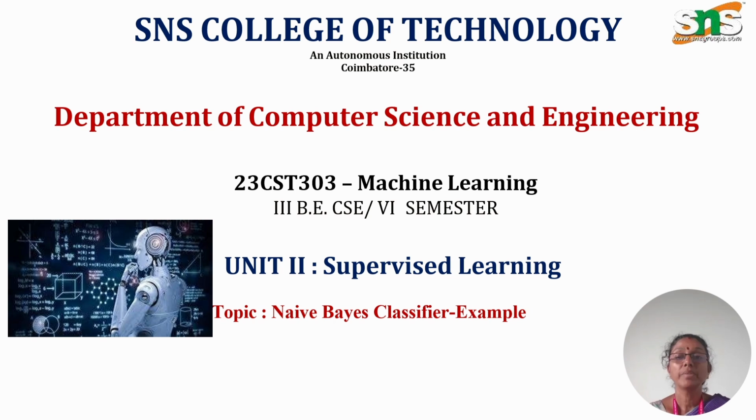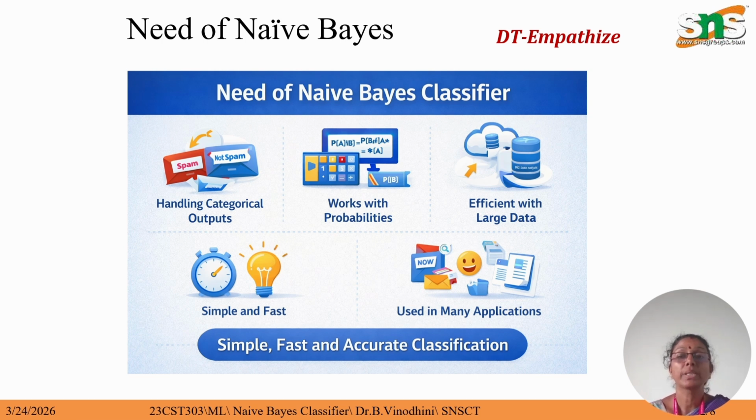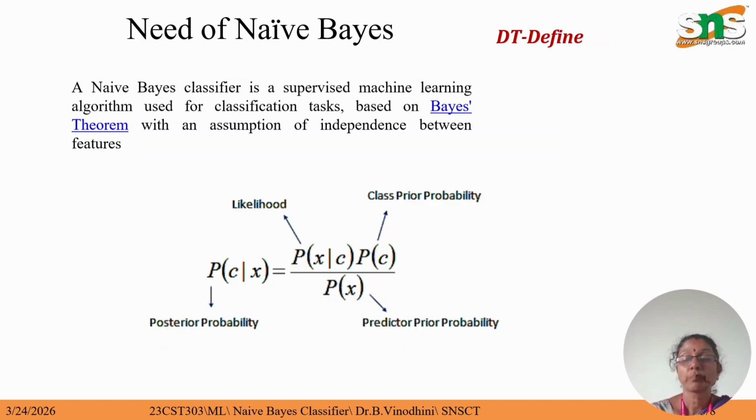Hello everyone. In this video, we are going to see the topic on naive Bayes classifier with a simple example. In the previous video, we learned what a naive Bayes classifier is. Before going into the classification example, first we have to understand why we need naive Bayes. Because we are handling categorical outputs and working with probabilities, and we have to do efficient classification on a large amount of data, we need naive Bayes classification. So naive Bayes is mainly used for probability-based problems.